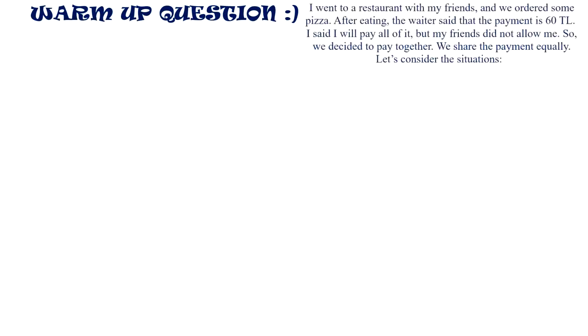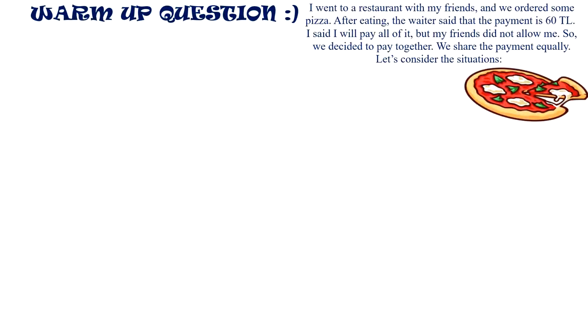I went to a restaurant with my friends and we ordered some pizza. After eating, the waiter said that the payment is 60 Turkish liras. I said I will pay all of it, but my friends didn't allow me. So we decided to pay together. We shared the payment equally.